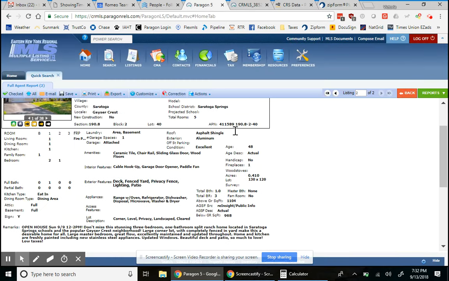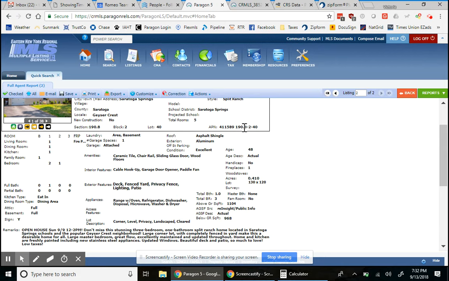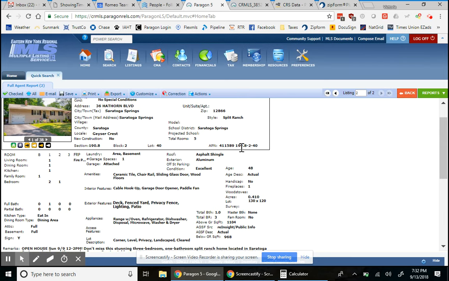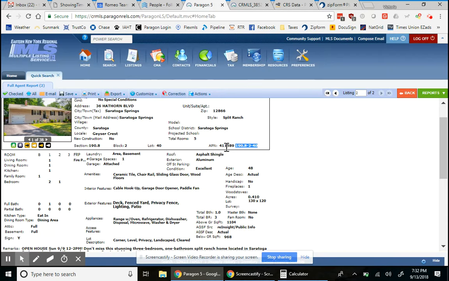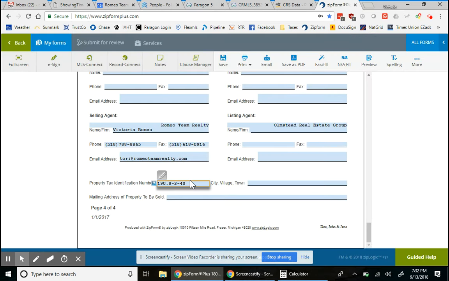So many agents will have it wrong. If you see a dot something here, they probably did it right. This is my listing, so I know it's right. You can copy this whole number here for the tax ID number and paste it here. Just the end numbers, all of them. You don't need the beginning part. The APN, you don't need that. But that is the tax ID number.